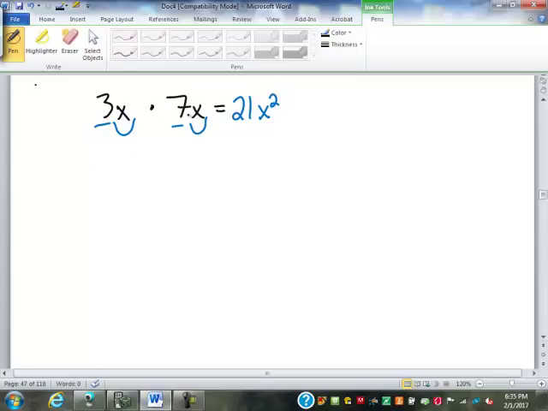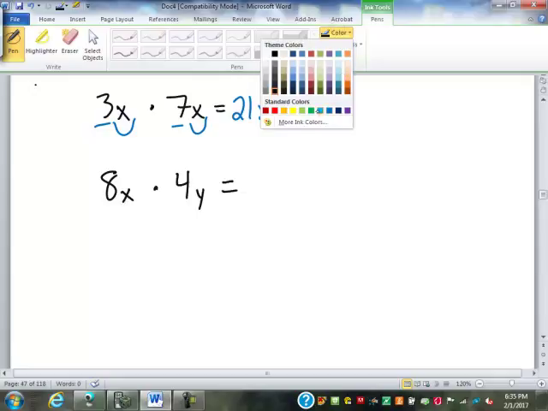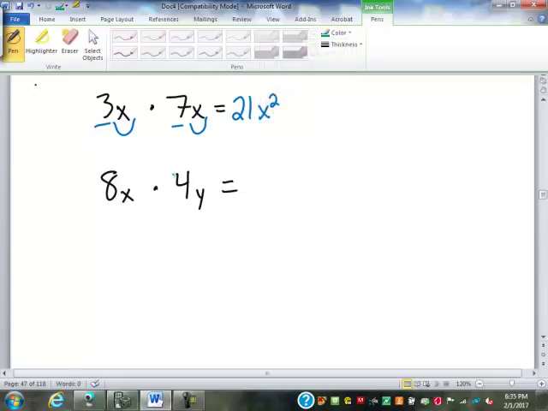We've talked about not needing the same name when we multiply. We can have 8x times 4y. We're still going to just combine the counts. 8 times 4 is 32. And then we're going to combine the names. X times y is just xy.